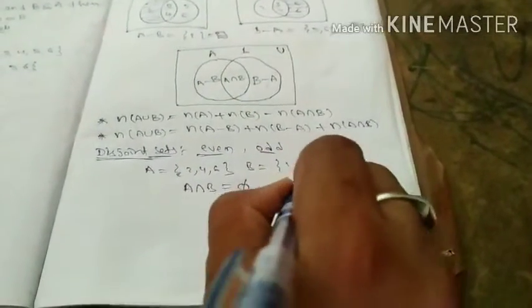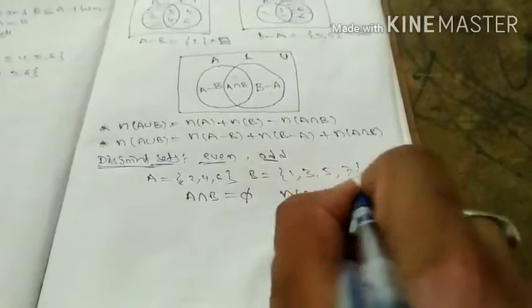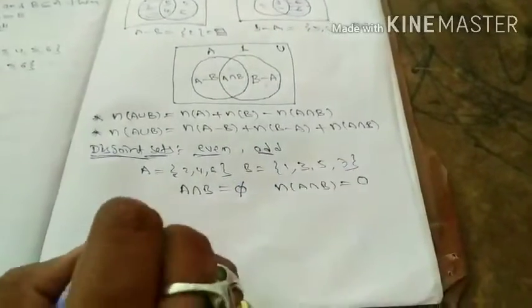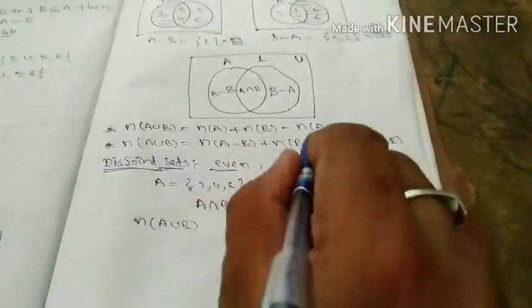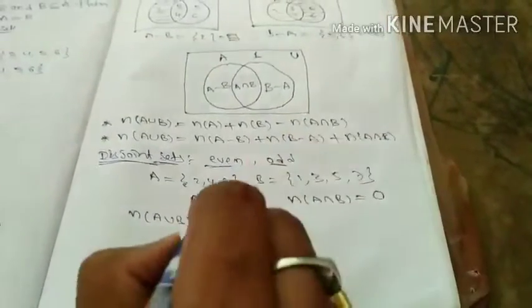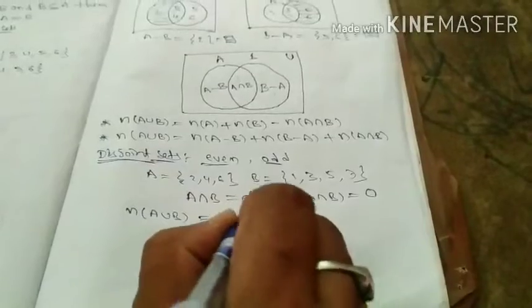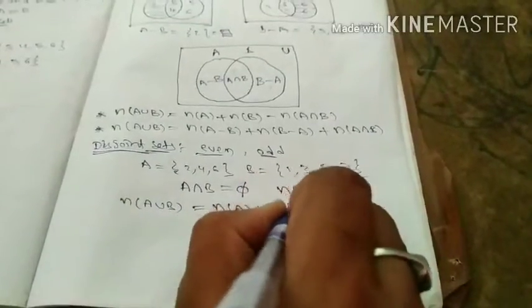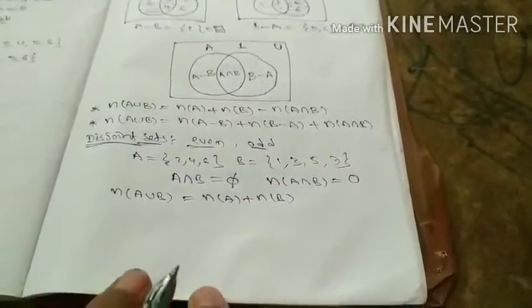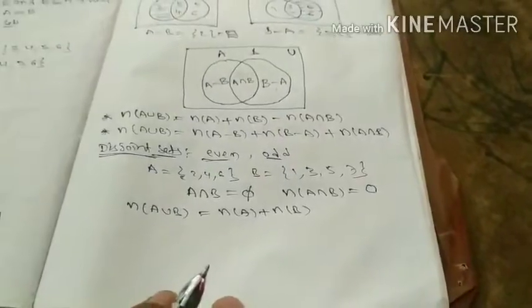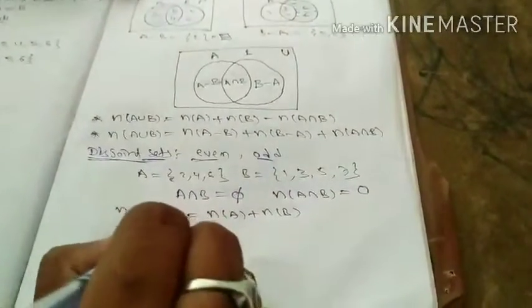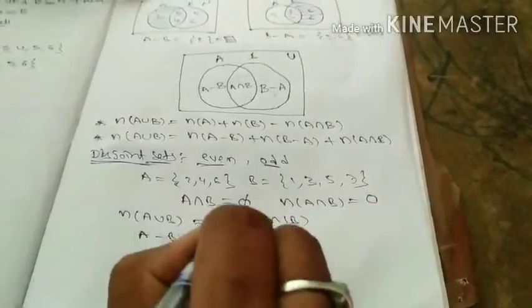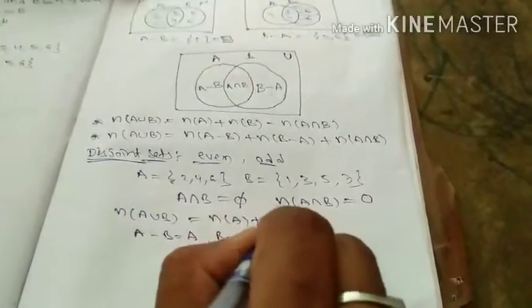That is, n of A intersection B is equal to n of phi, which means 0. At that time, in the n of A union B formula, this term is 0. So n of A union B is equal to n of A plus n of B when A, B are disjoint sets. When A, B are disjoint sets, A minus B is A, and B minus A is B.